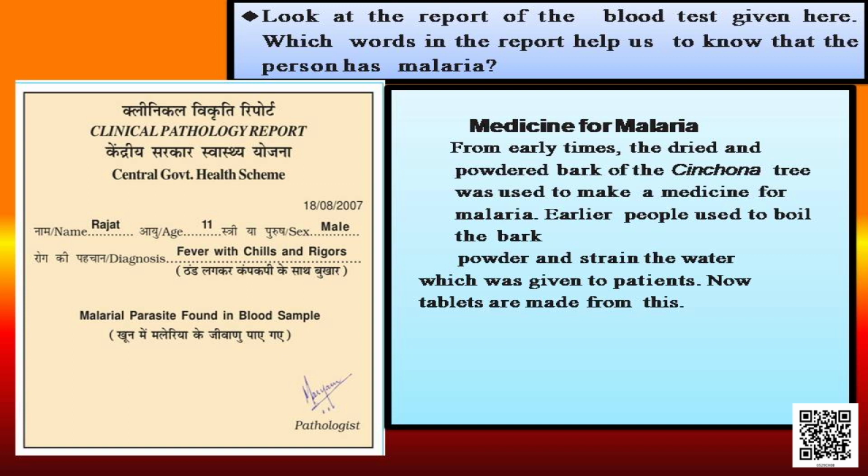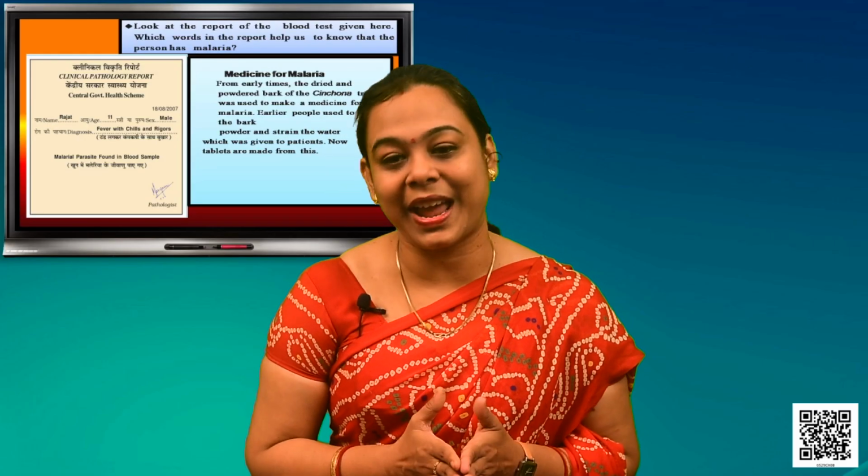The crushed powder is boiled and then it is strained. The water is strained, and that water with the medicinal qualities of the cinchona tree is given to the patient. Now tablets are made from this and they are given to the patients. It's a very common medicine called quinine. Quinine is the medicine which is given for malaria.